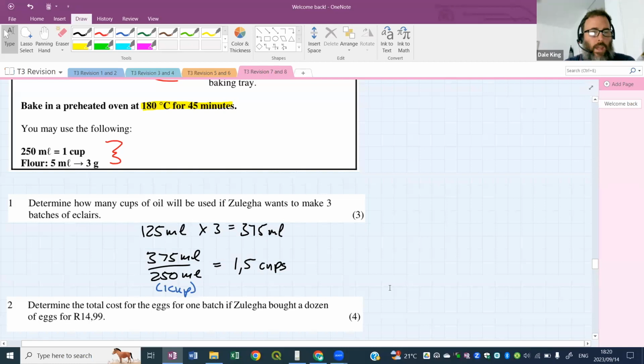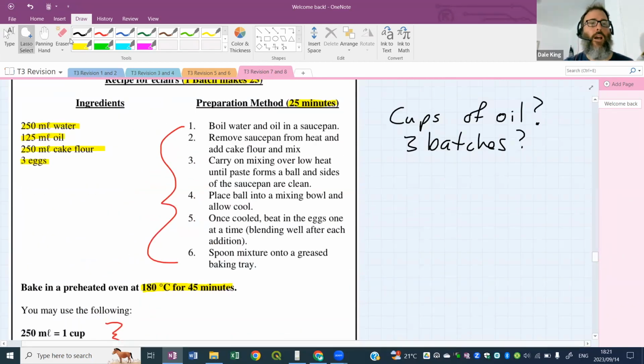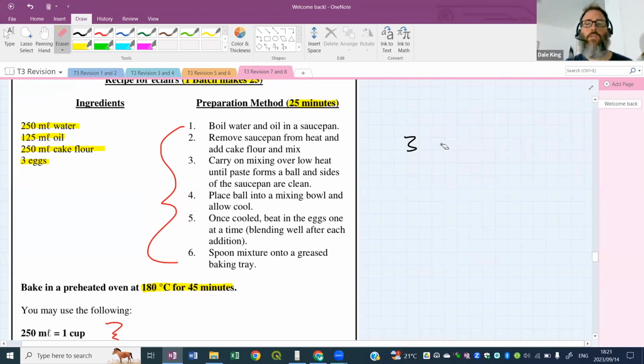Determine the total cost of eggs for one batch if Zuleika bought a dozen eggs for $14.99. Determine the total cost for the eggs for this recipe for one batch if she bought a dozen at $14.99. So let's go to the recipe. There it is. I'm going to give you guys a couple of minutes to try and work this out, and then we'll check our answers afterwards. Okay. All right. So I'm going to write the information over here.